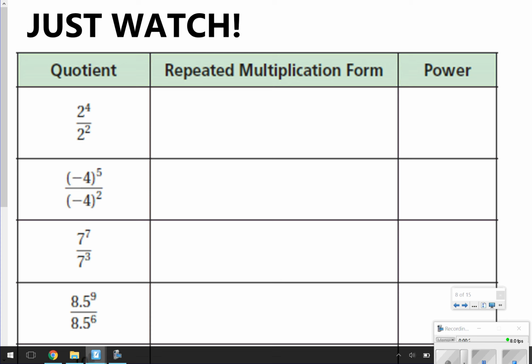I'm just going to have to ask you to watch this. So these are basically what you're going to be seeing today: the same bases, just in a fraction form. And we're going to see real quick what happens whenever we put it in repeated multiplication form, and then how we can write that as a power. We notice we have 2 to the 4th over 2 to the 2nd. This is what that looks like.